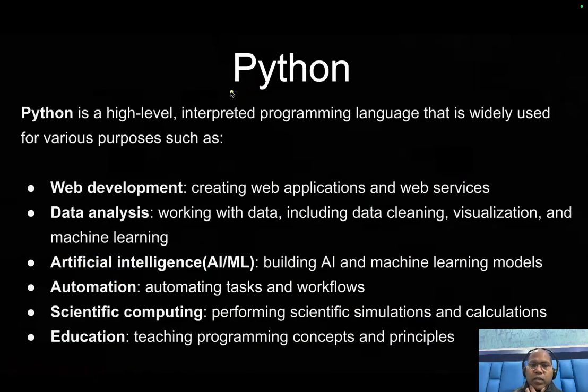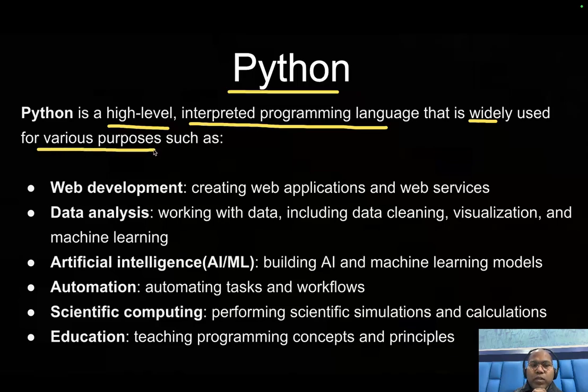So first, let's understand that Python is a programming language. This is a high level interpreted programming language that is widely used for various purposes. So first thing, Python is a computer programming language. If you are interested in building software or a game or an app, you need to understand the programming language which the computer understands, which your mobile understands, which your server understands.